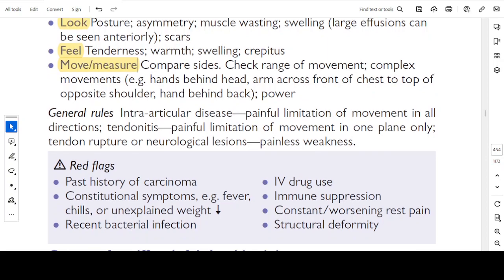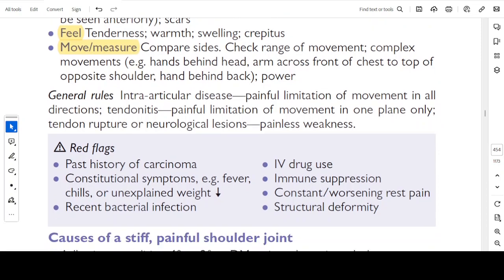Compare the sides. Check the range of movement, complex movements, for example the hands behind the head, arm across the front of the chest to top of the opposite shoulder, and hand behind the back. Power. So you have to compare the movements of both the shoulders, and also check the power.